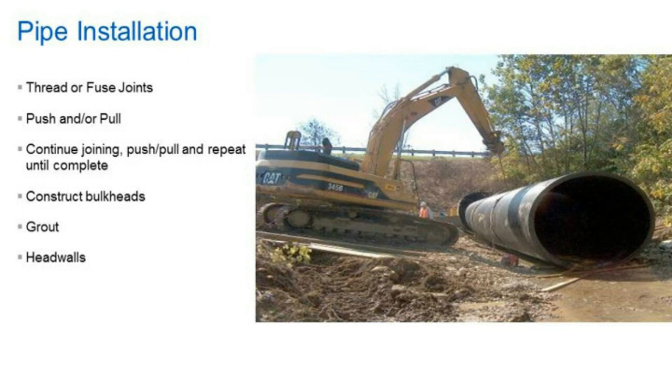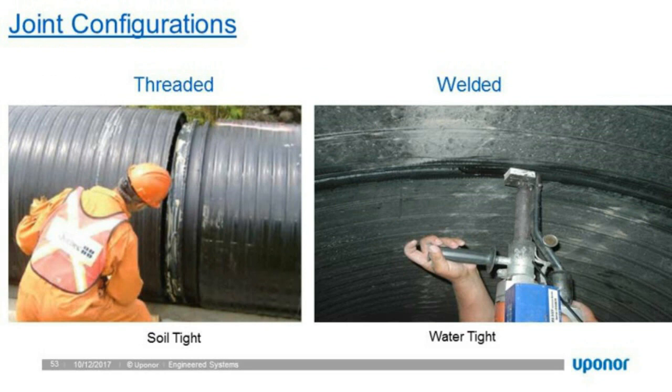So joint configurations, we have threaded joints and we have welded joints. In the planning process, you've already determined which joint is going to be utilized for your project. You're going to determine that with the engineer or with your maintenance crew, whether you're going to use a threaded or welded joint.